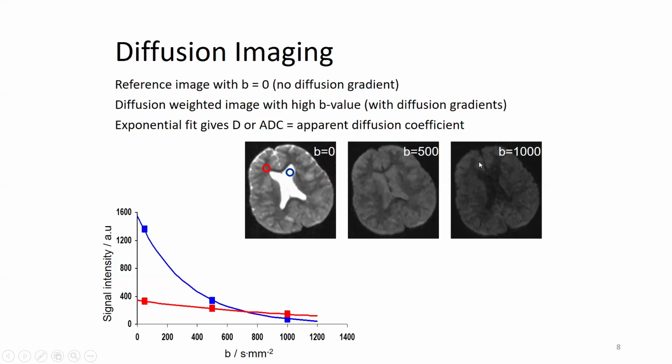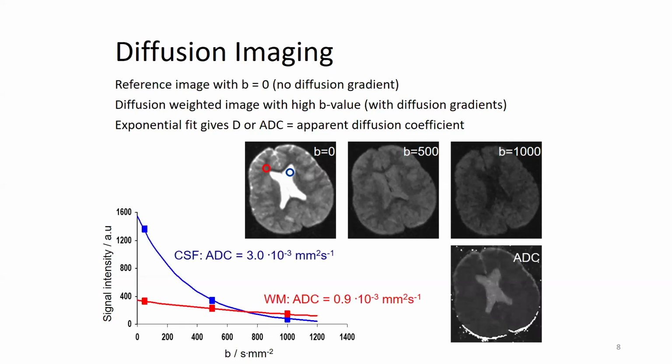Well, I can do an exponential fit through these points, and then I get what I call the diffusion coefficient, or apparent diffusion coefficient. For the CSF, this is about 3 times 10 to the minus 3, and for the white matter, this is about 0.9. So this is a much slower, and this is a faster diffusion. And of course, the CSF again is water-like, so you can understand why the CSF has a higher diffusion coefficient than the white matter.